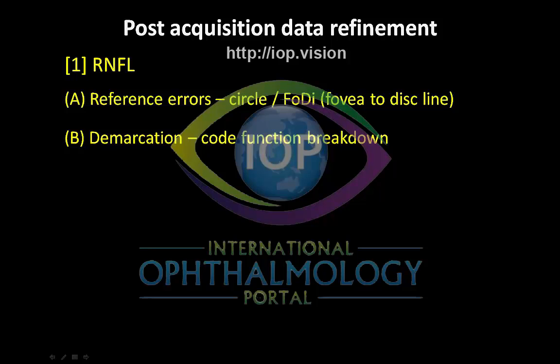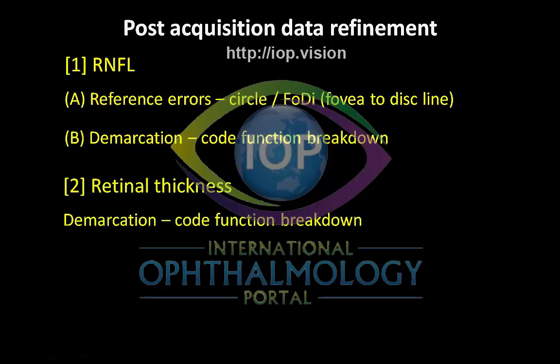And I'm just going to talk about two major areas. I'm going to talk about reference errors, either of the circle or the fovea to disc line, or I'm going to talk about demarcation errors, where the code function breaks down. Secondly, for the retinal thickness data, the full thickness retinal maps, I'm going to talk about demarcation problems, again, where the code function breaks down.